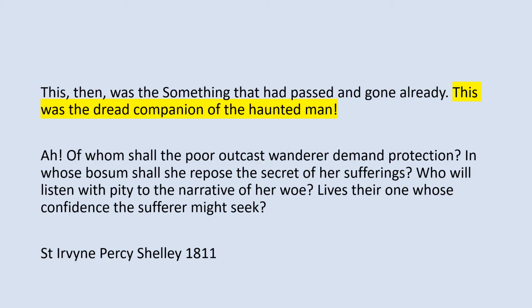Consider the use of punctuation here. Here, the third-person narrative is interjecting. This was the dread companion of the haunted man. So why is it? Is the narrator intruding on the action? Is this the narrative trying to sort of create some emotional resonance in the reader?